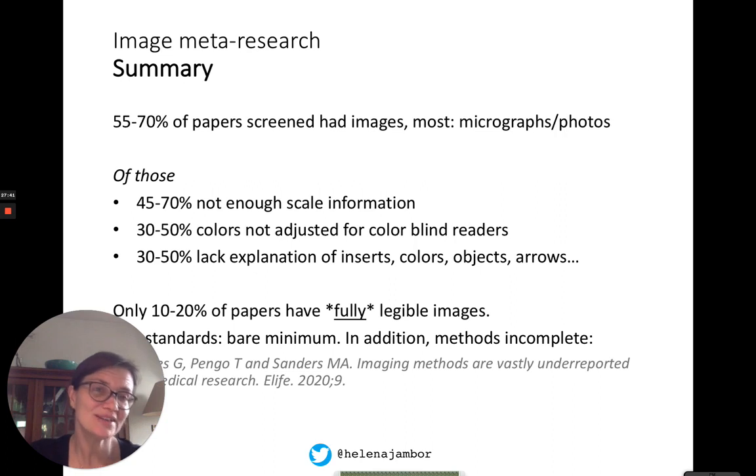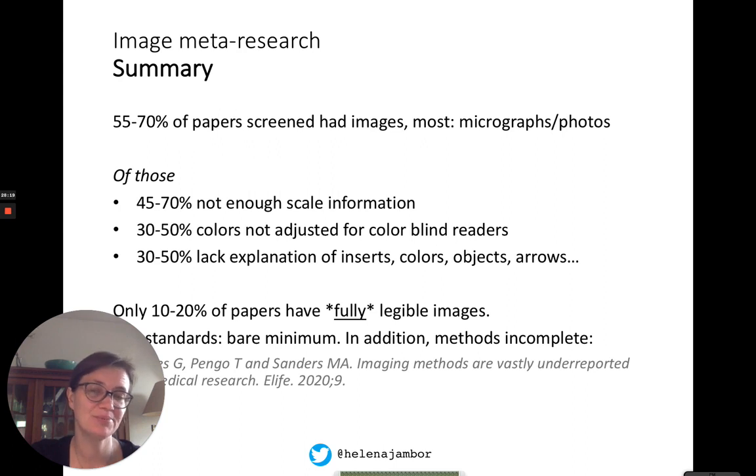And if we take that together, I asked one of the co-authors the question recently, how many of the papers were good in all of our screening questions? So how many papers passed in every, were doing fine on color and fine on scale information and had enough explanation? And the realization was that only 10 to 20% of the papers across cell biology, physiology and plant science, only 10 to 20% of the papers had fully legible images.